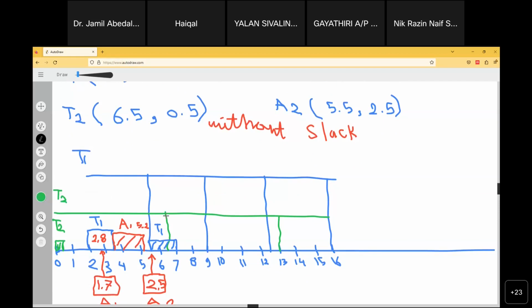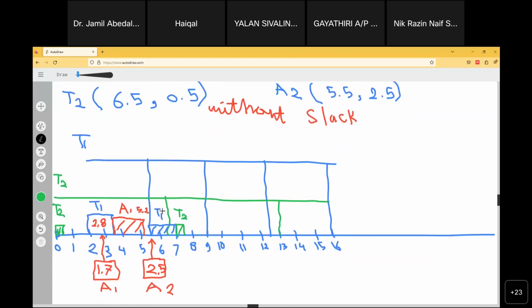So since task 2 is released at 6.5, we execute task 2. How many units? Half unit. That means 7 until 7.5. This is task 2 until 7.5. After that, from 7.5, we cannot execute task 1 and task 2 because they have terminated their tasks. In this case, once we have slack time, we execute aperiodic 2.